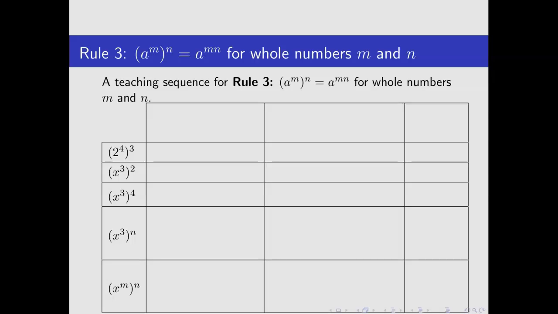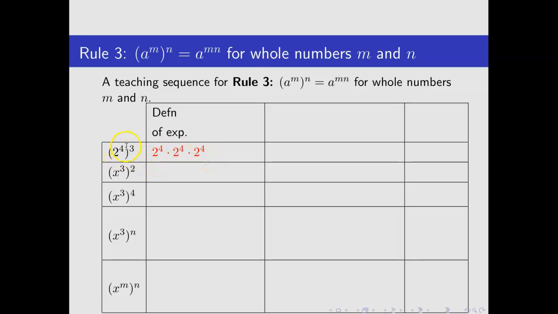Okay, rule 3. This is a to the m raised to the n equal to a to the mn, where m and n are whole numbers. And we're going to look at this teaching sequence. You should fill in again as we go. Some of these you already have filled in on your handout, but this way you can watch as I go. We're going to start with the most concrete example possible that we can do here, where we're just using numbers for a, m, and n.